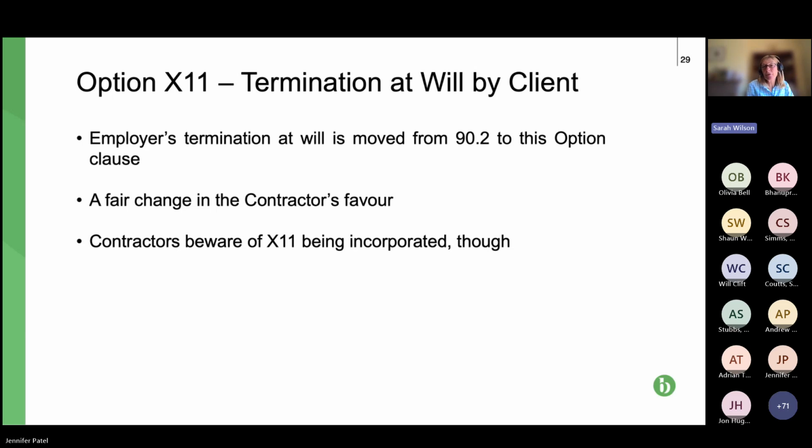Option X11, termination at will by the client. So this is a clause you do not really want included. Having said that, it is already in NEC 3 as a standard clause, so it's in the core clauses. It's just been hived out and put in as an optional clause. So it's basically where the client wants to terminate for no particular reason.